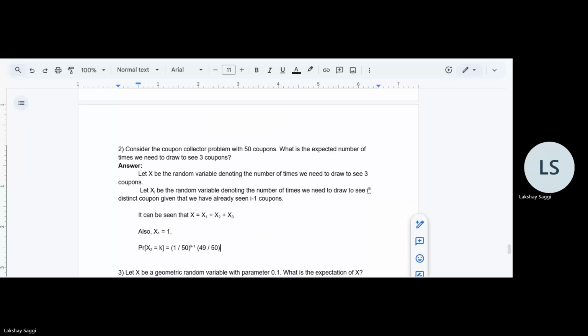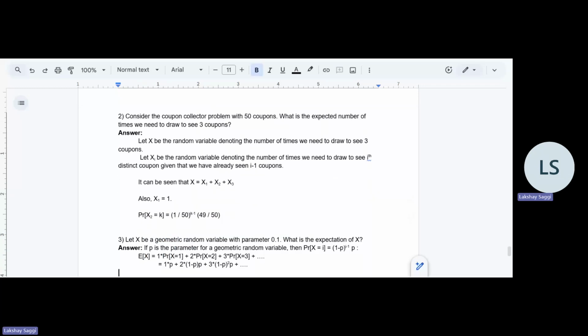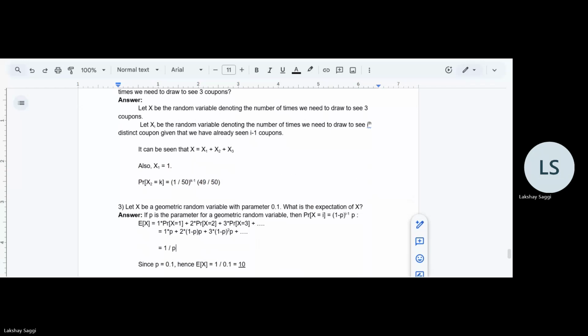Does this kind of formula remind you of anything? The probability of x2 equals k looks like this, so this is nothing but what we just discussed: x2 is a geometrically distributed random variable where the parameter p is equal to 49 by 50.